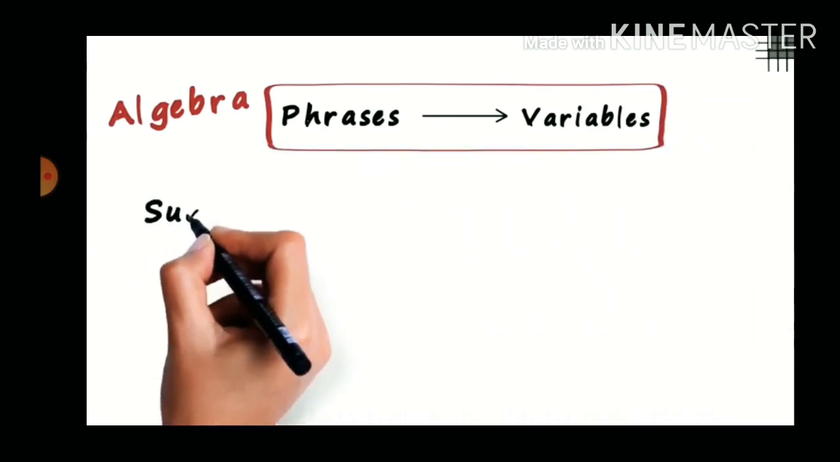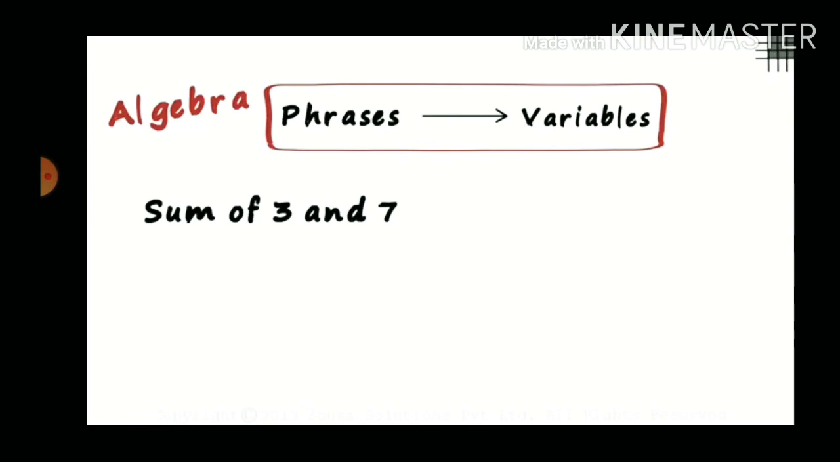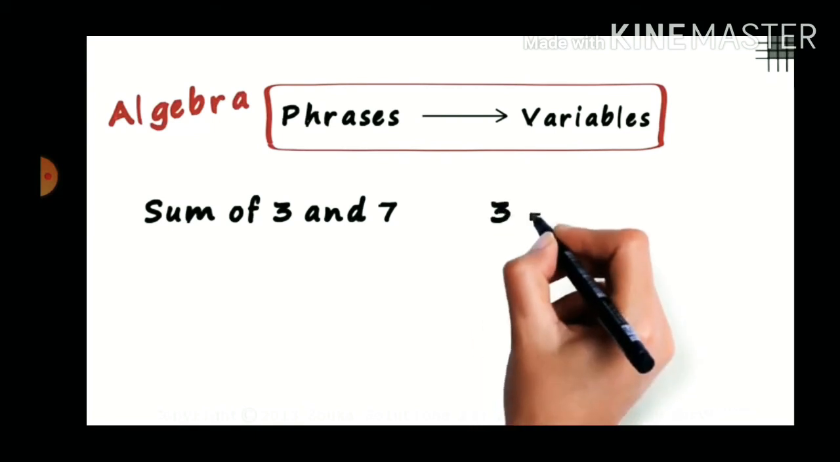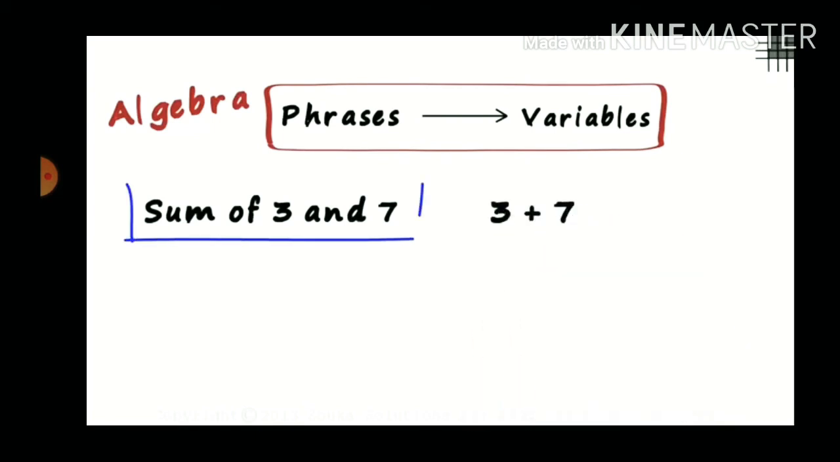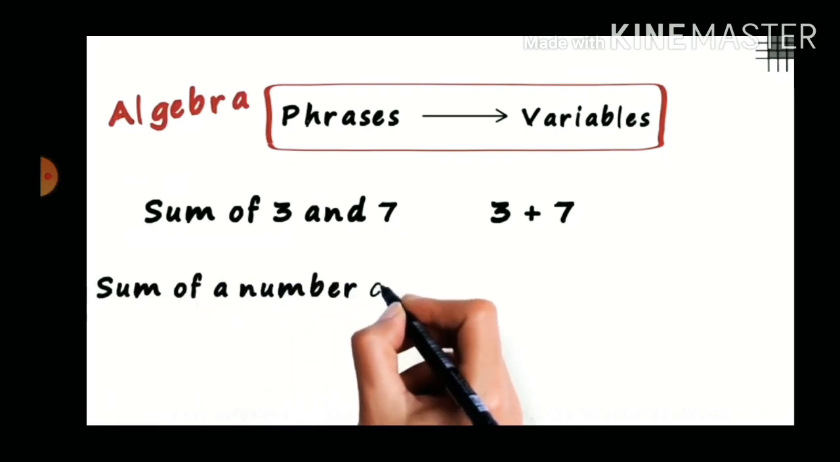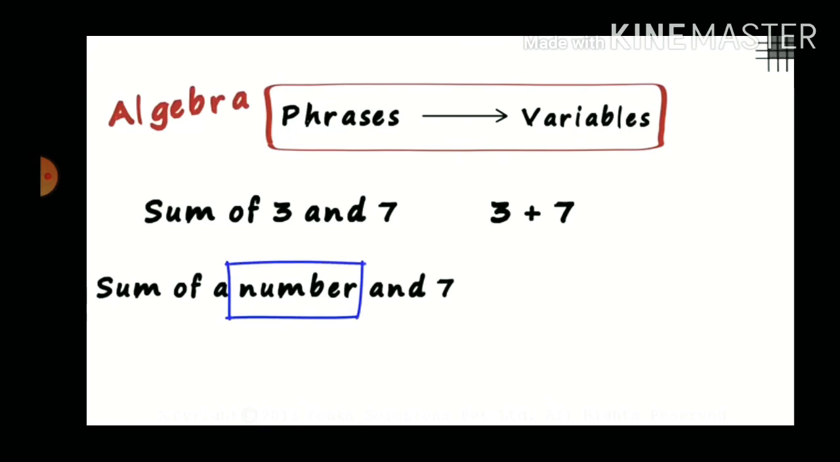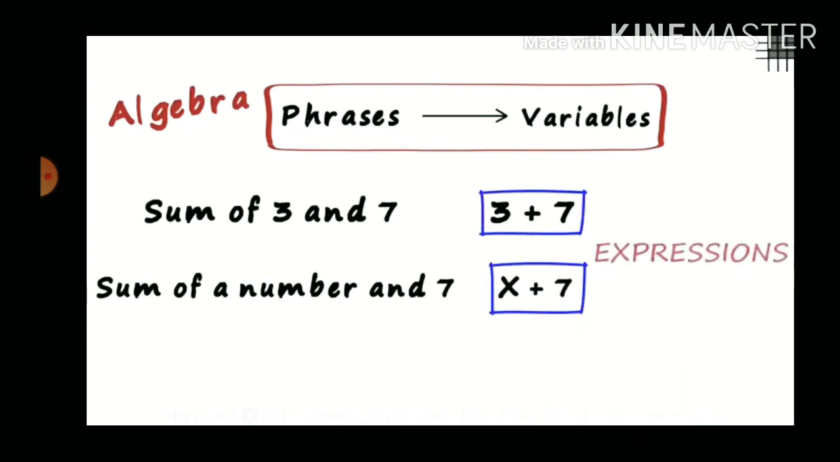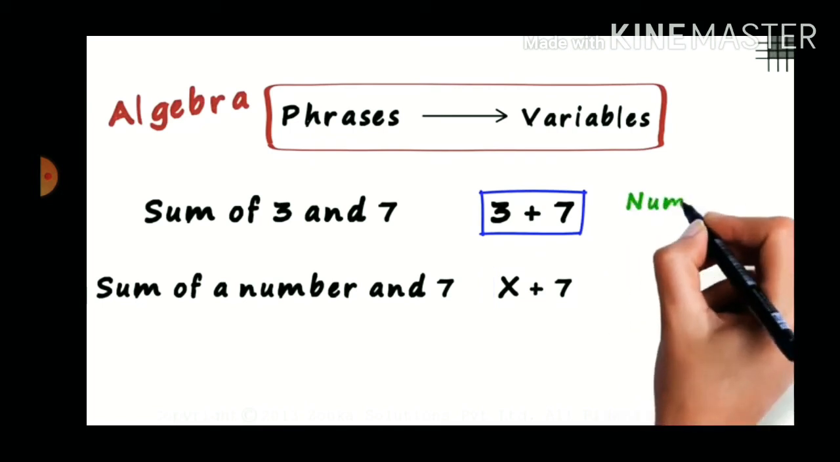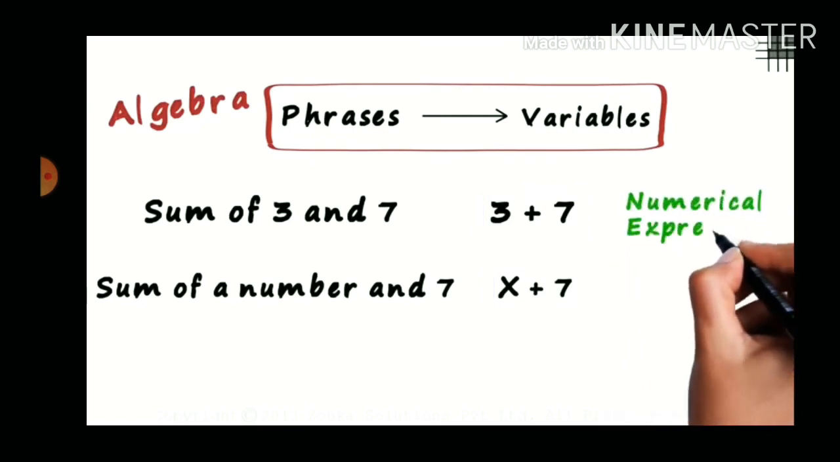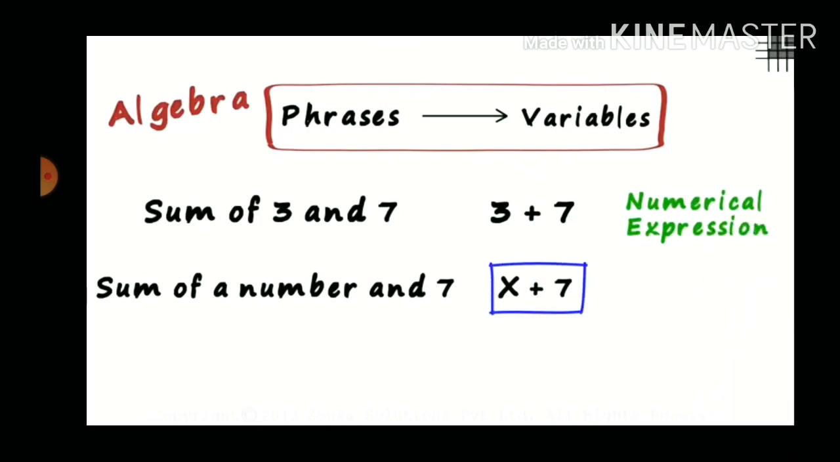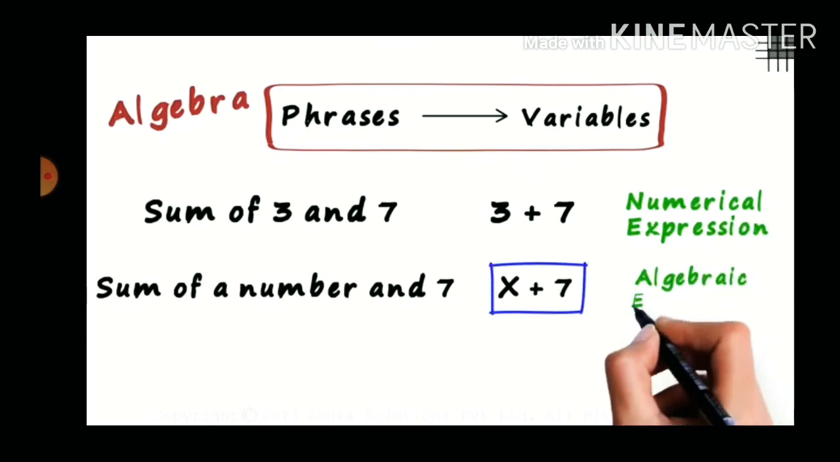How do we write the sum of 3 and 7 using numbers? We just write it as 3 plus 7. Let me modify the question a bit. How do we write the sum of a number and 7? Since this number is unknown, we use a variable in its place and write it as x plus 7. Both these are called expressions. As this involves only numbers, it's called a numerical expression. And because it involves variables, it's called an algebraic expression.